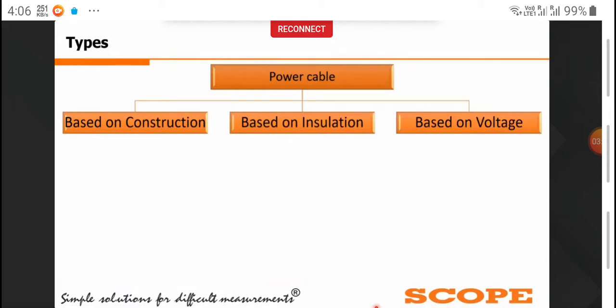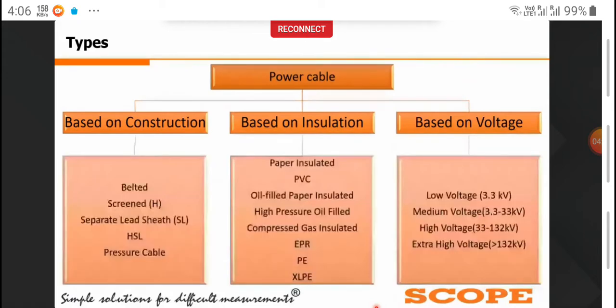Power cables are classified based on construction, insulation, and voltage level. Based on construction, power cables are classified as belted, screened, separate lead sheet, the combination of screened and separate lead sheet, and pressure cables. Okay.